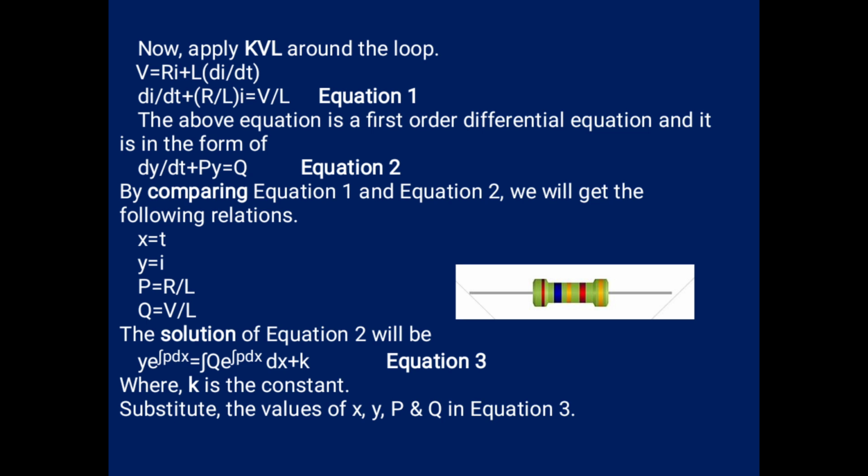This equation is similar to the first order differential equation dy by dt plus py equal to q. Here we take t as x, y as i, p equal to R by L, and q equal to V by L. So we are going to use the first order differential equation solution. The solution is y into e power integral p dx equal to the integration of q into e power integral p dx, into dx, plus k, where k is the constant.